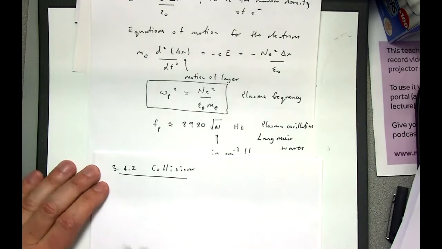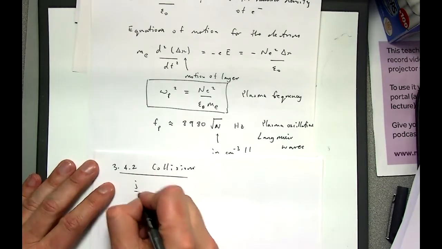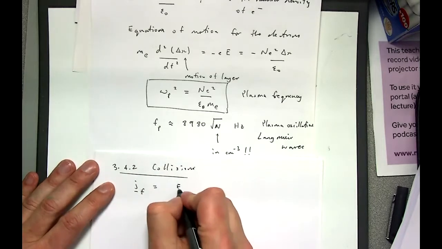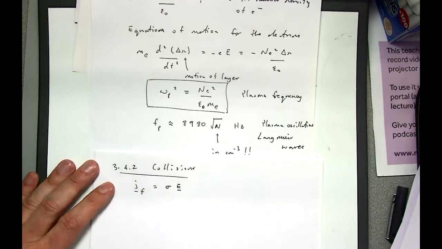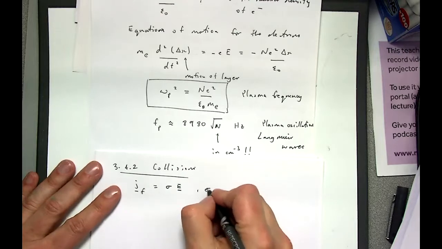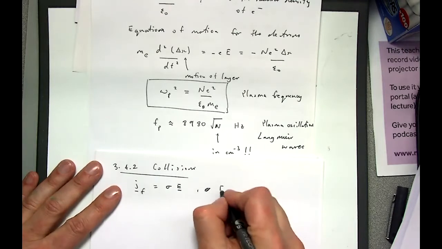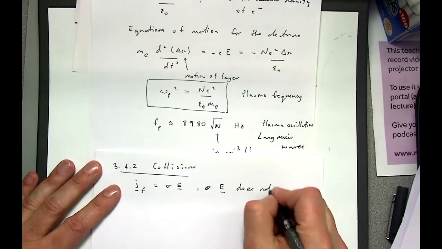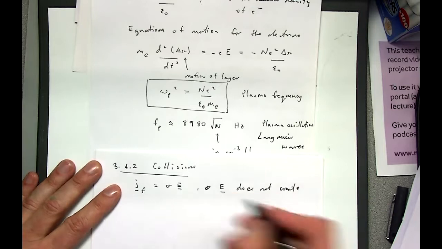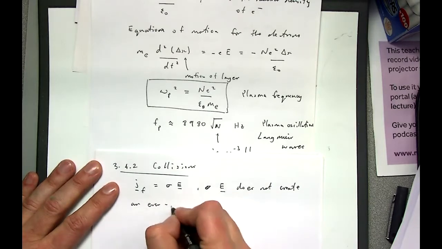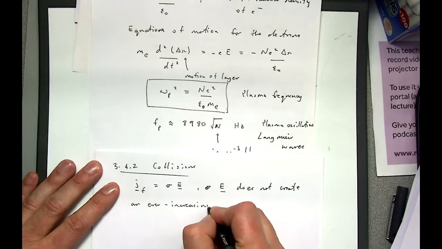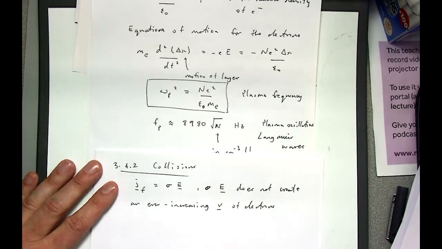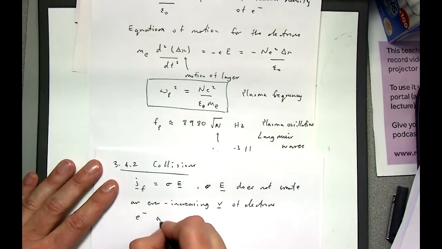Well, we already know, don't we, that in a conductor the resultant current depends upon the applied electric field and some conductivity. So again, we just remark that an applied electric field in a conductor does not create an ever increasing velocity of electrons. This is not a relativistic effect, of course, because the electrons are slowed down by collisions.